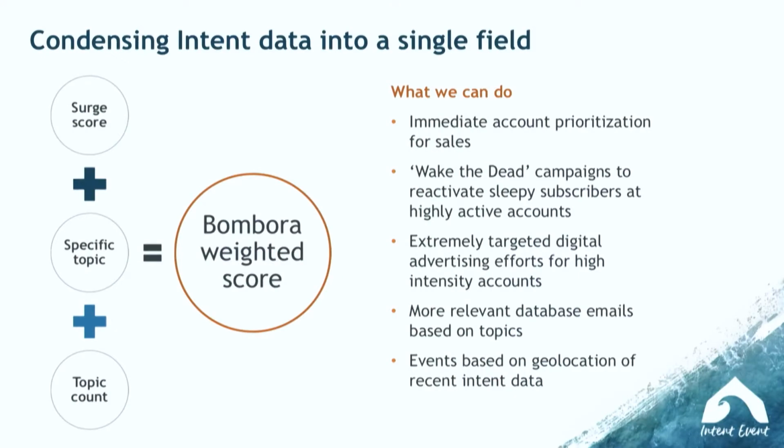We'll take the next top 20% and do digital ad campaigns. We'll break things out into topic clusters and say anyone that surged on something email marketing related, you get email marketing related emails and digital ads and direct mail. We can do wake the dead campaigns. So in that reactivation segment, anyone that's showing surge activity, we can go ahead and say, hey, let's send them some emails. Let's target them with digital ads, and let's do so on the topics that they are surging on. Extremely targeted digital advertising efforts. We can spend way less money and get way better results.